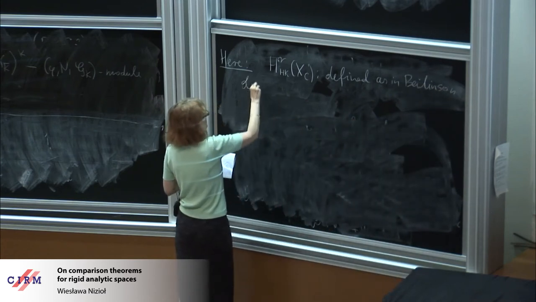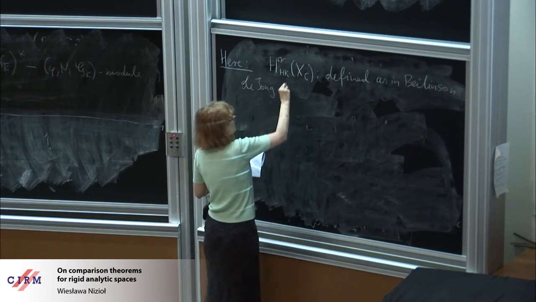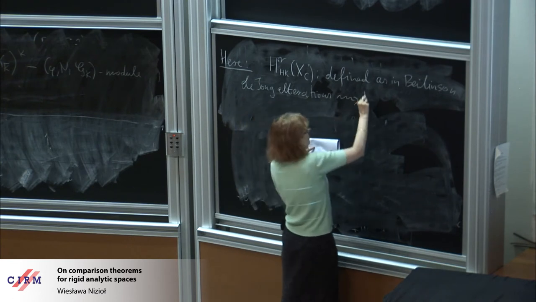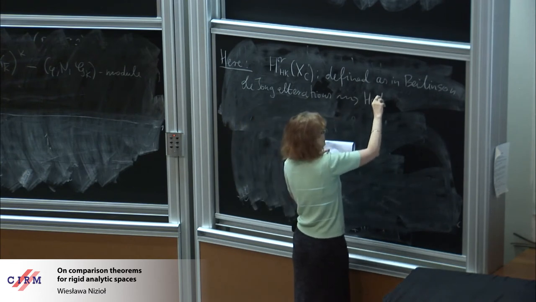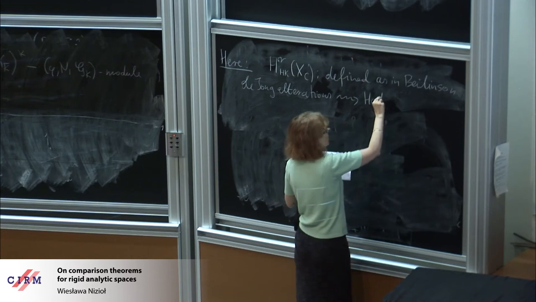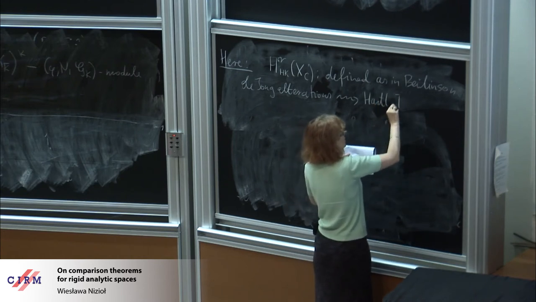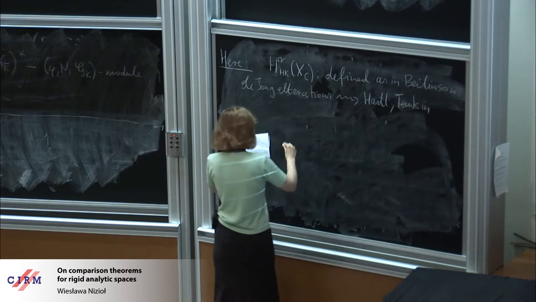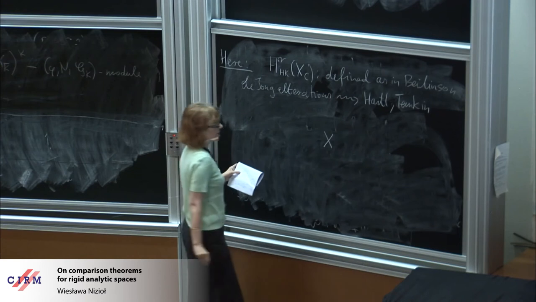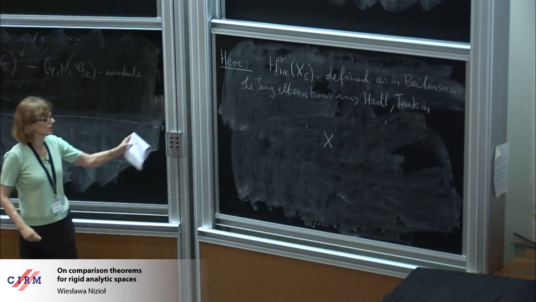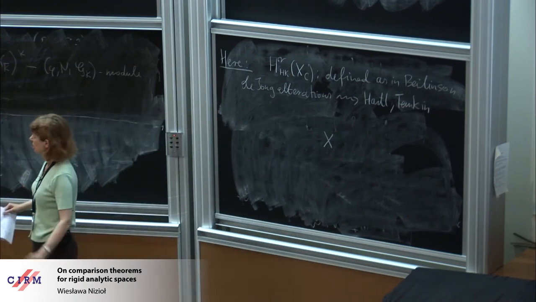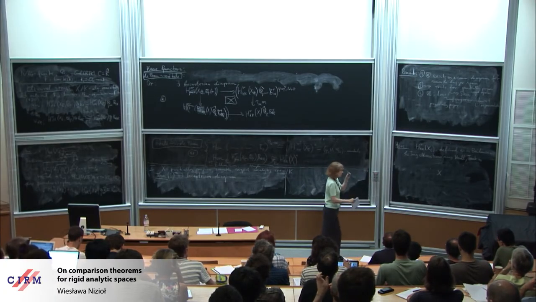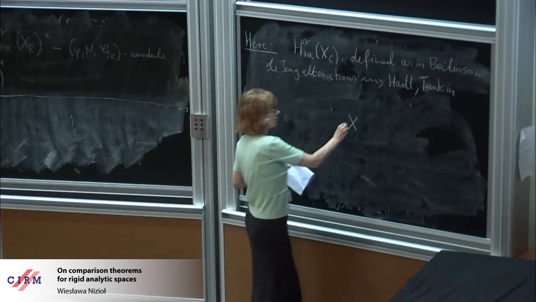And the de Jong alterations are replaced with the alterations of Hartl and Temkin, separate Temkin. Okay, so recall what they say. So we are in the smooth case. In fact, even in the context of de Jong alterations, I think Bad has a paper where he also shows that you can replace the h topology by the étale topology.